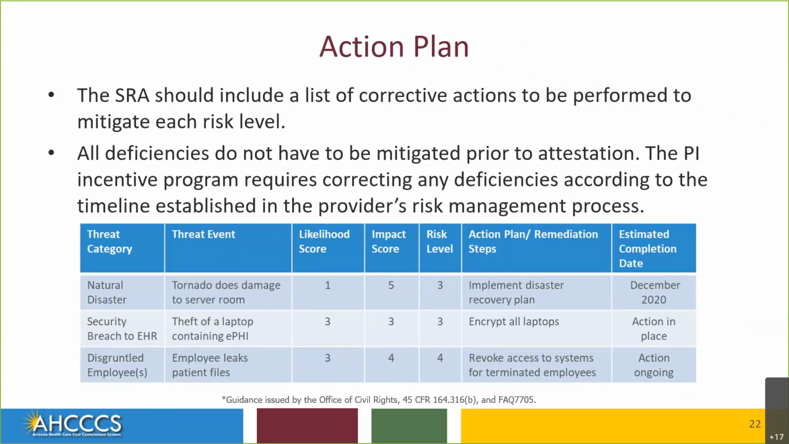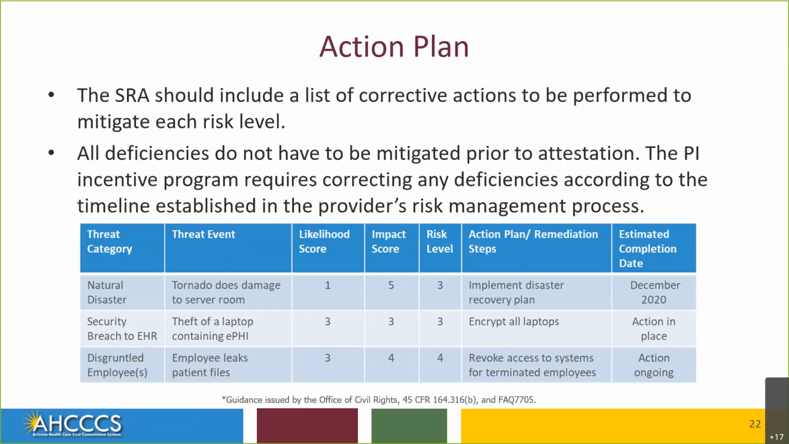So then you're going to put an estimated completion date. That estimated completion date does not have to be in 2020. It can be in 2021. It can be in 2022. You can say you're going to implement it at some time in the future. It doesn't have to have an exact date for that estimated completion date. And this date is separate from when the SRA is completed, so keep that in mind.